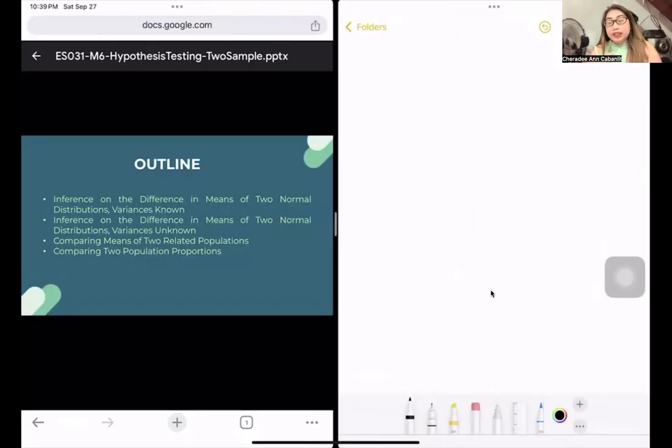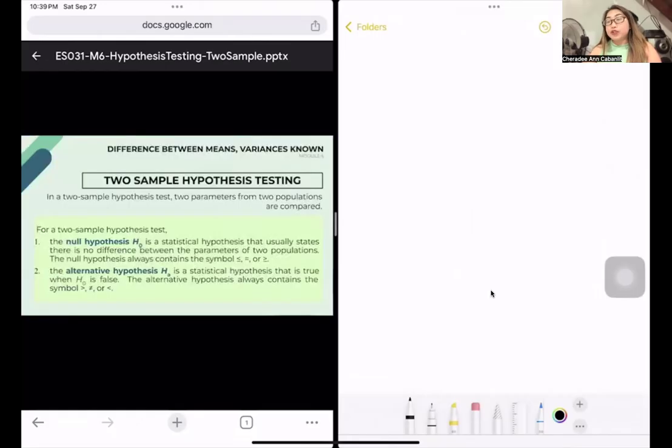These are the outlines as mentioned. We will be discussing the difference in means of two normal distributions where the variances are known. Another is the difference in means of two normal distributions where the variances are unknown. Then we compare means of two related populations and, of course, two population proportions. So we start first with variances known.